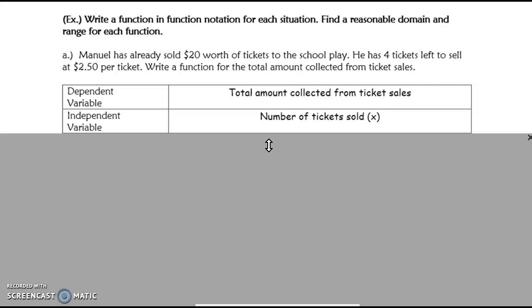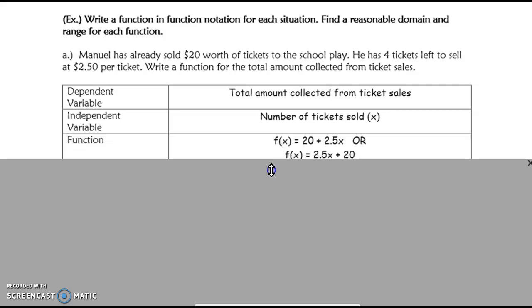It's similar to our problem that we had on the Bell work. There was a fee to get in the park and then so much per ride. Here we know he has sold how much so far? $20. Nobody's going to take that away, right? That's a constant. But then we have $2.50 per ticket. A lot of times when it has the word per, that's where you're going to put your variable. So f of x, we could write it 2 ways. You could say the $20 plus 2.50x, or you could put the x term first and then add 20. Either way is correct.